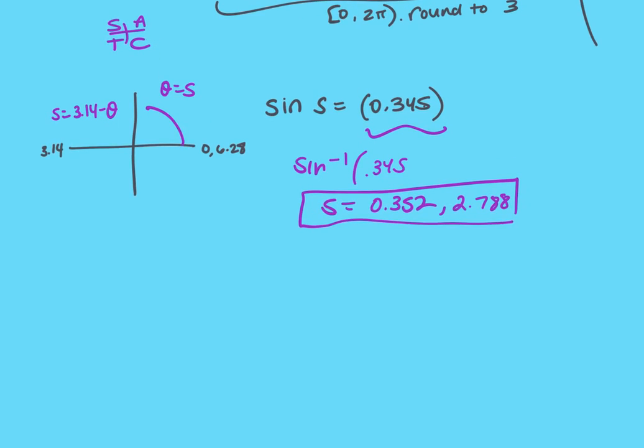If it's in the third quadrant, then I have to do theta minus 3.14. No, sorry, theta plus, we're doing the reverse. Theta plus 3.14. And then in the fourth quadrant, it's 6.28 minus theta.